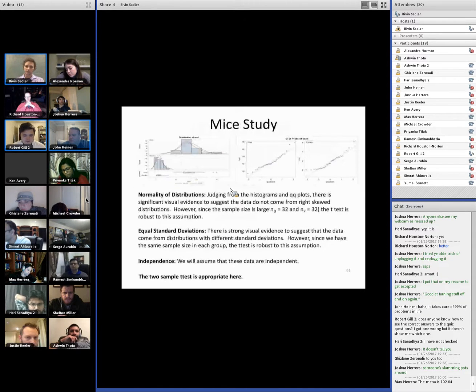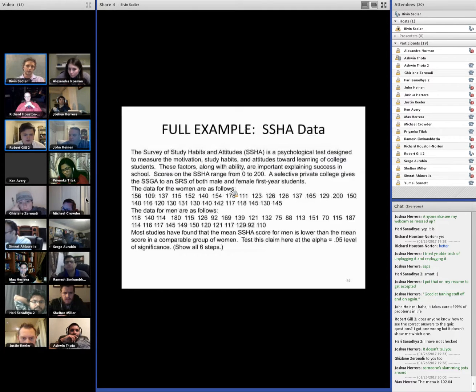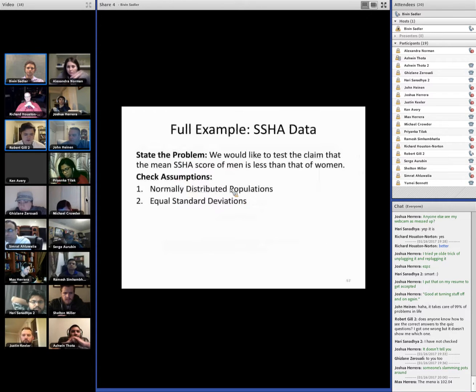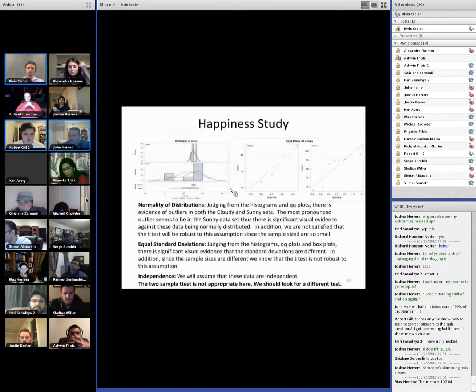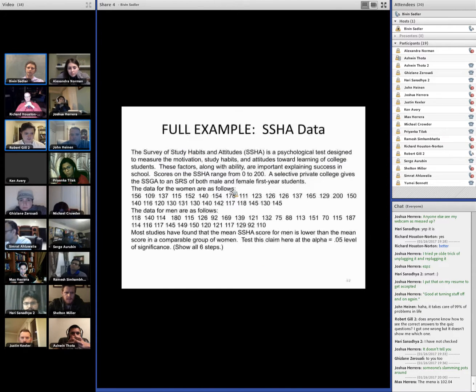This is from the happiness study. This is from the mice study. And this is from the SSHA. This is another full example going through the whole thing, so I'll leave that for you. Let's do the first one, maybe the first and second. I'll leave the SSHA study for you to do on your own.